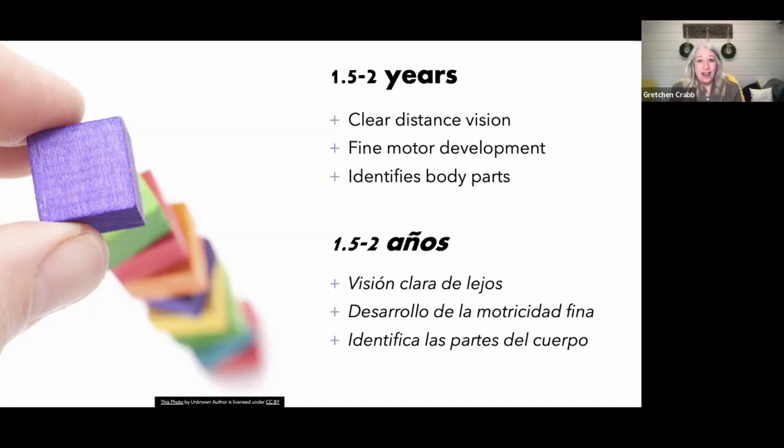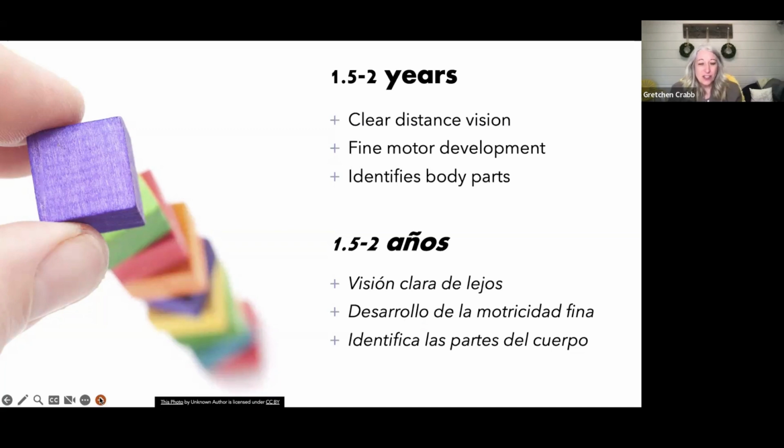So at about 1.5 to 2 years, we start noticing that kiddos have very clear distance vision. Their fine motor starts to develop. This is where block stacking comes in. This is where I'm learning how to maybe start to put on my coat and do all those things. They're also able to identify body parts, which, remember when I was talking about ETNR and sense of self and others, is also a really important part of visual development.